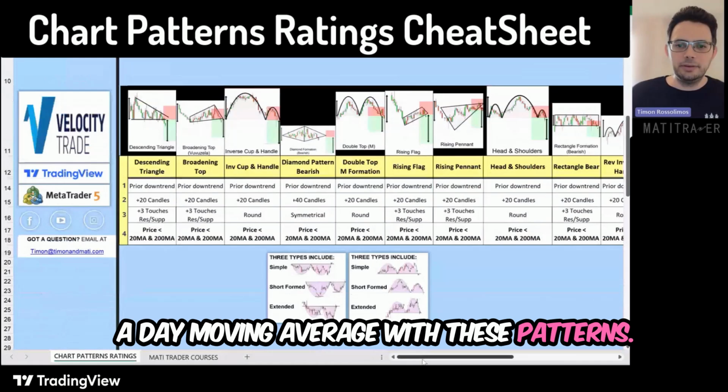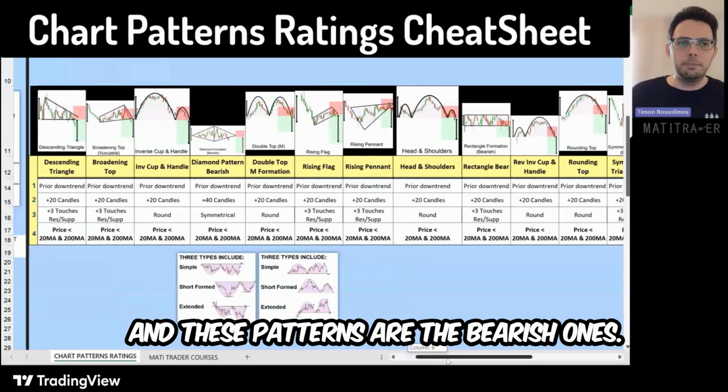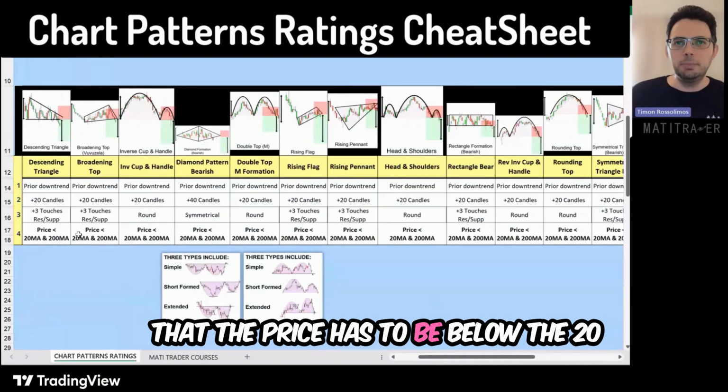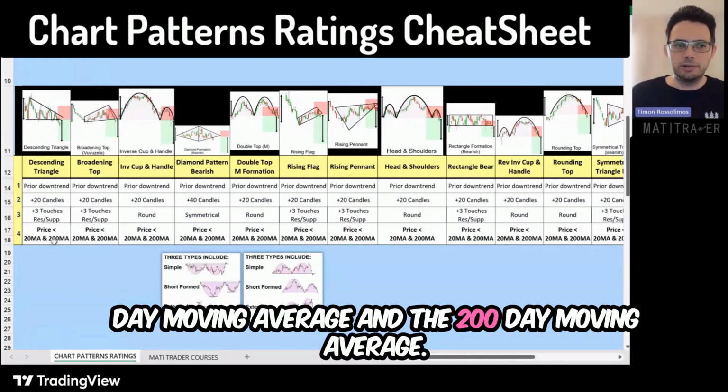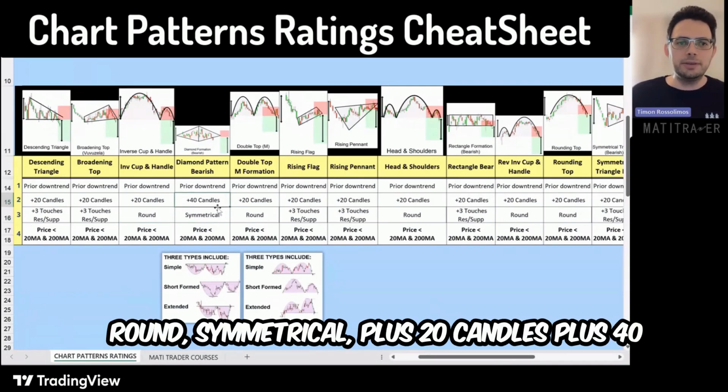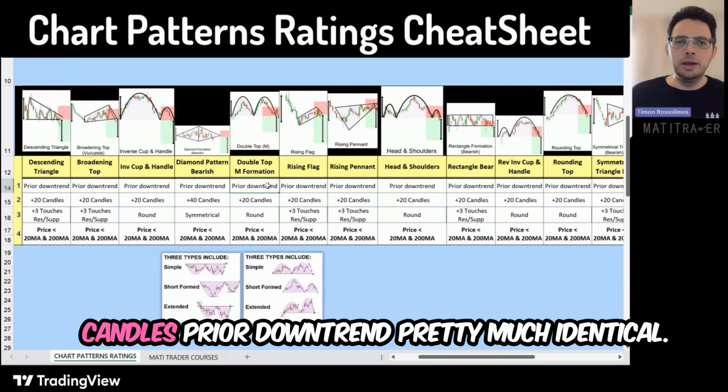With these patterns, and these patterns are the bearish ones, you'll see they are pretty much identical, except that the price has to be below the 20-day moving average and the 200-day moving average. But other than that, you can see round, symmetrical, plus 20 candles, plus 40 candles, prior downtrend, pretty much identical.